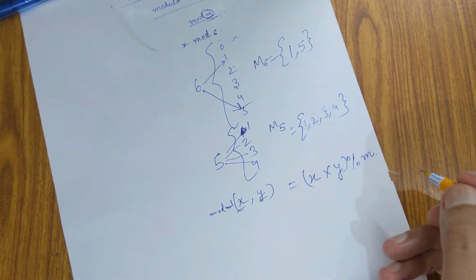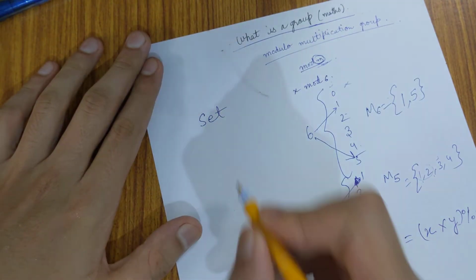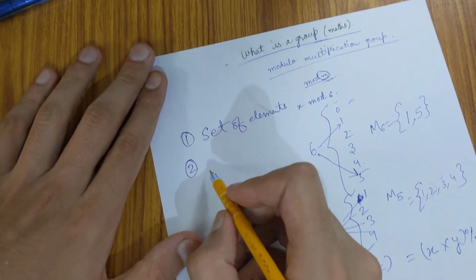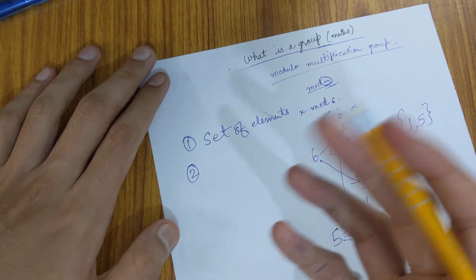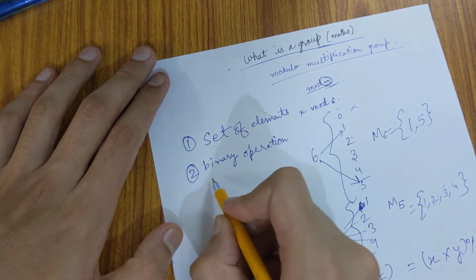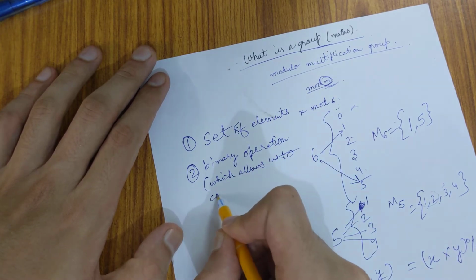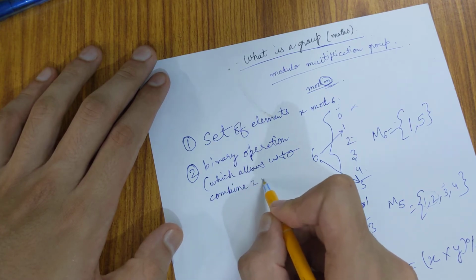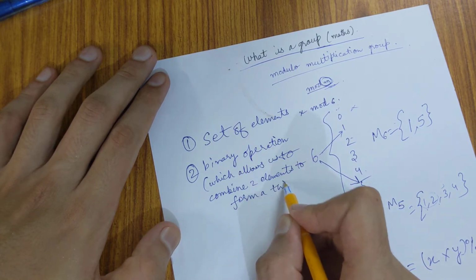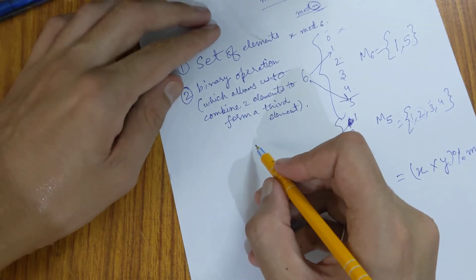Now we have two things already defined: number 1, a set of elements, and number 2, a binary operation defined along with them, which allows us to combine two elements to form a third element. Now a group has 4 properties.